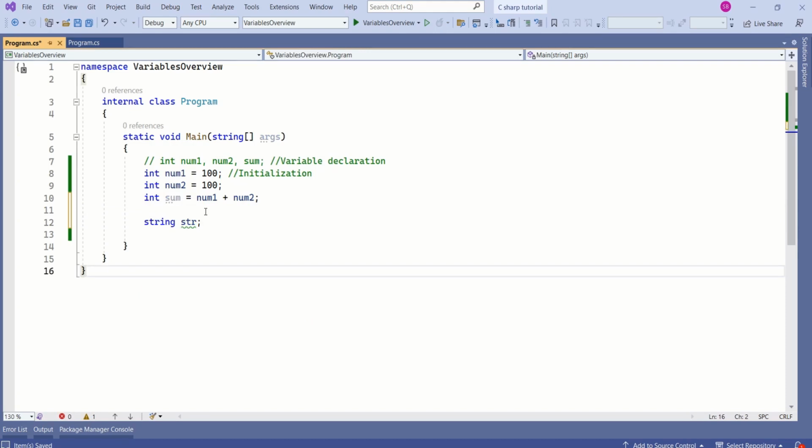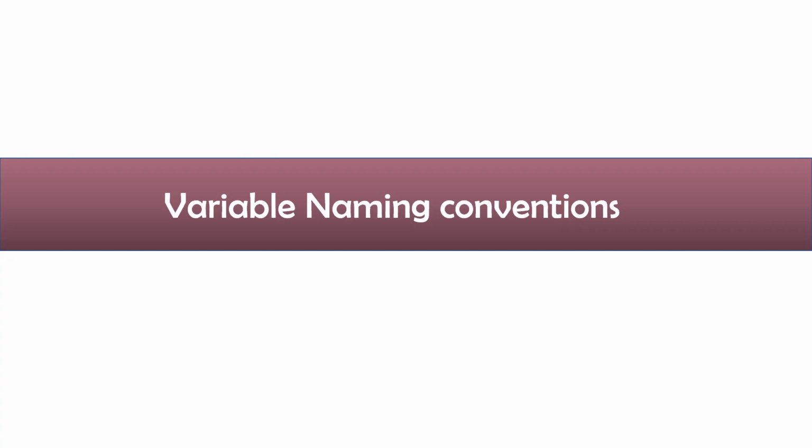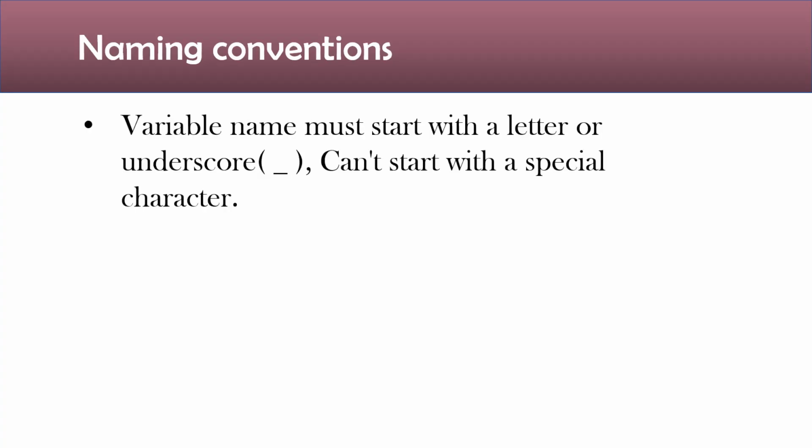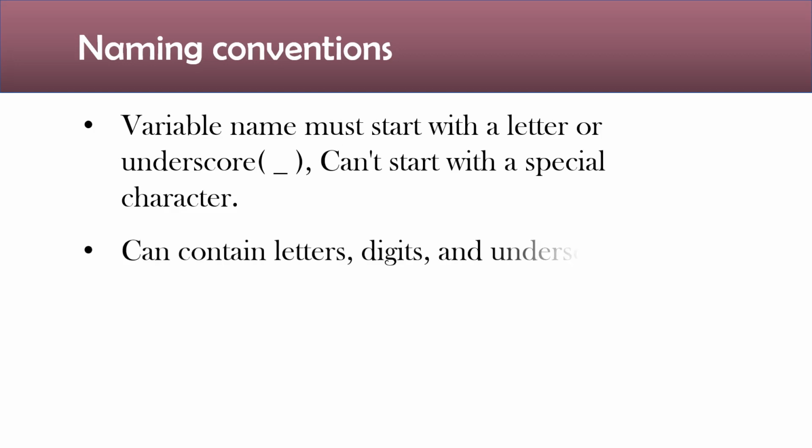Variable names must follow certain rules and conventions. Important variable naming conventions are: always remember, a variable name must start with a letter or underscore. You cannot start with a special character. A variable name can contain letters, digits and underscores. Variable names are also case sensitive. And you cannot use spaces in between.